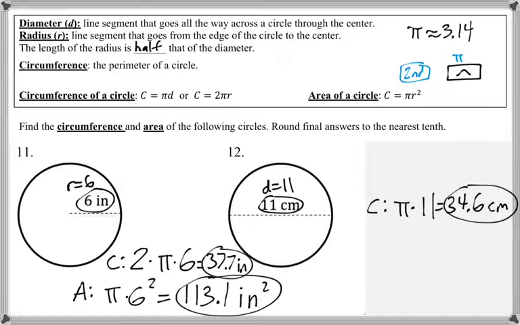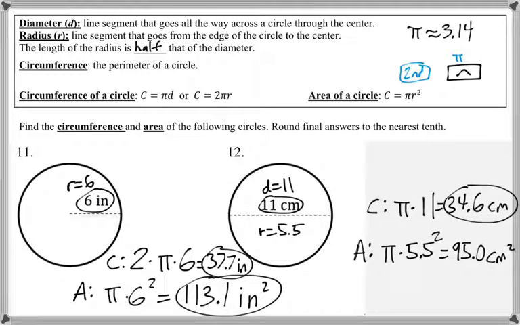Next I want to find the area, which means I need to use this formula, which means I actually need to know what the radius is. So the radius is just half of the diameter. So half of 11 would be 5.5. So my area is pi times 5.5 squared. So if I type that in on the calculator and round to the nearest tenth, then we get 95.0 square centimeters.